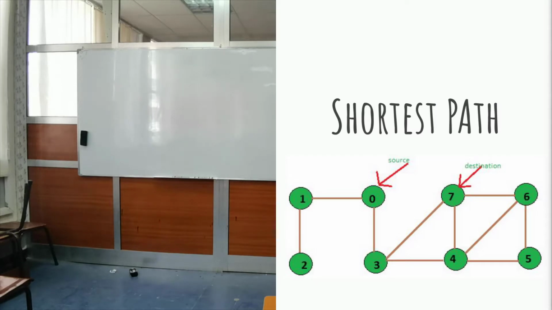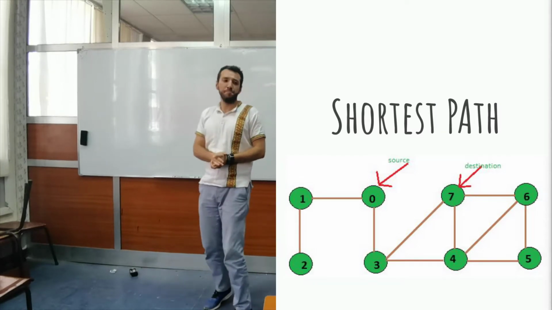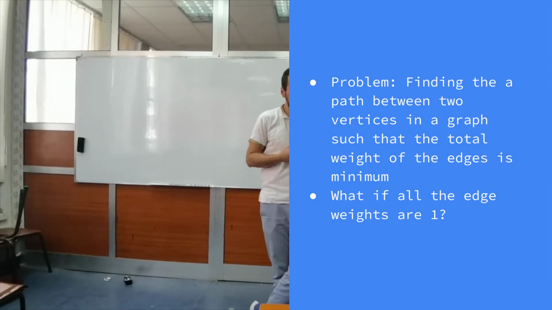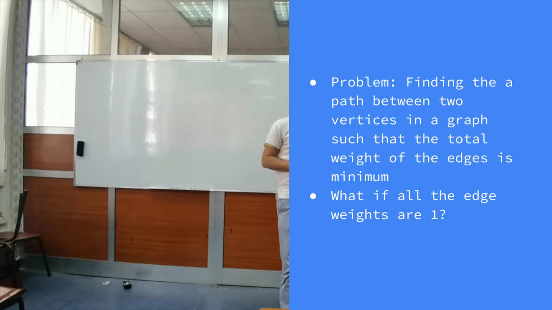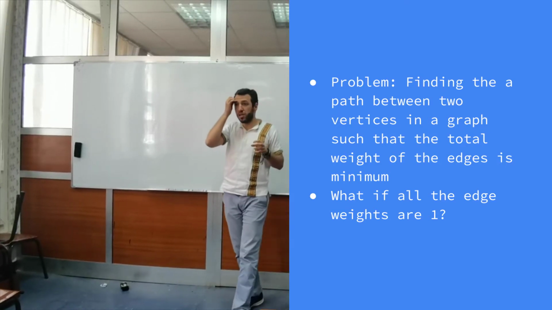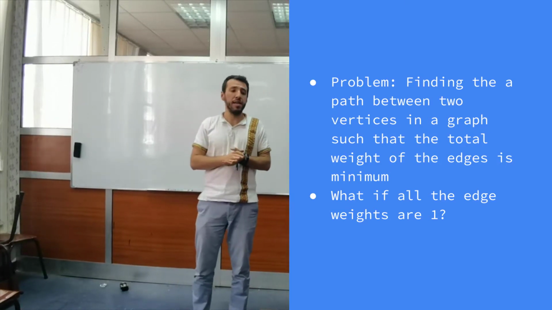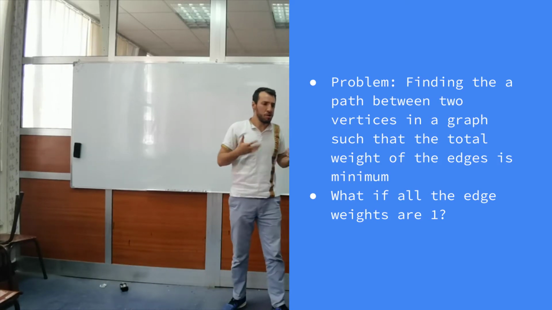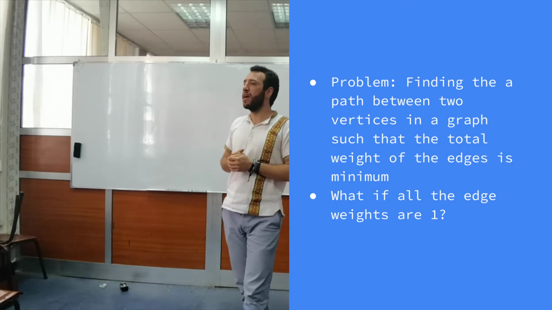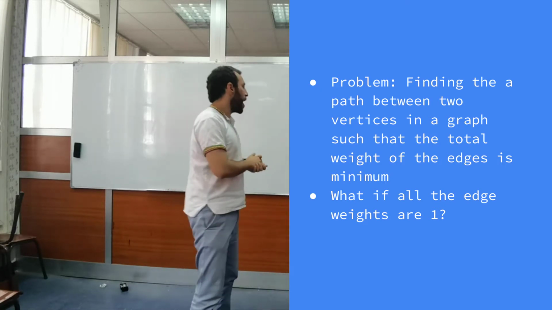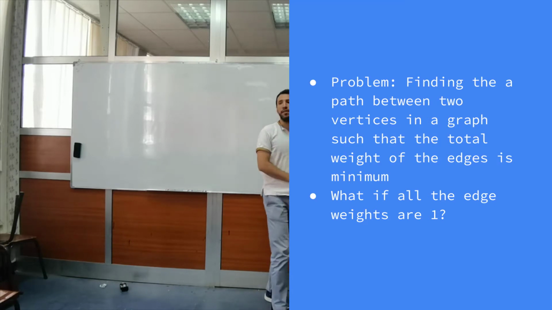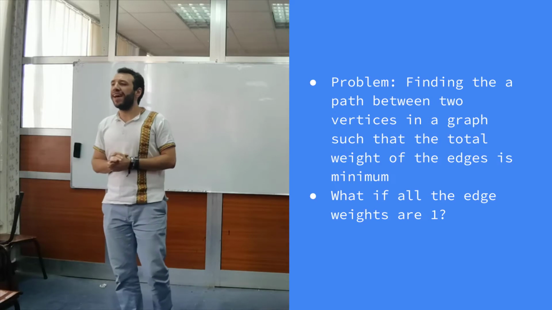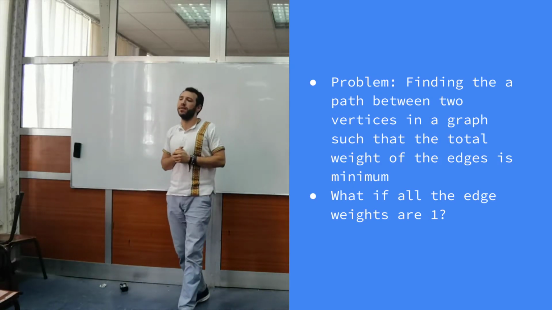So, let's start with shortest path. The problem is, we are given a graph and we want to find the shortest path, which is basically a path in which the total sum of the weights of edges is minimum from the source node to the destination node. So, let's start with the easy version first. Let's say in our graph, all the edges have weight 1. Then how can we find the shortest path?